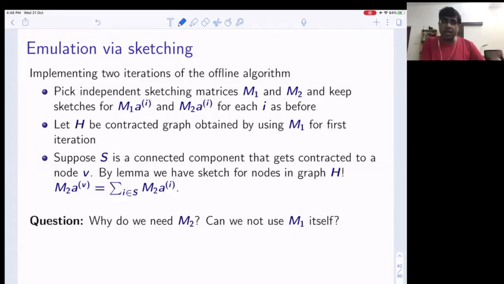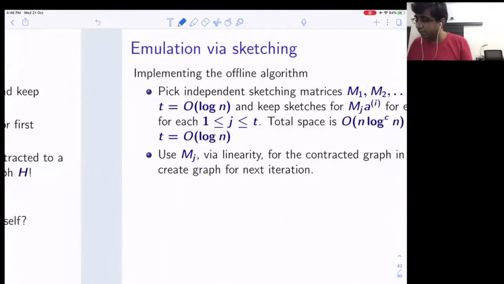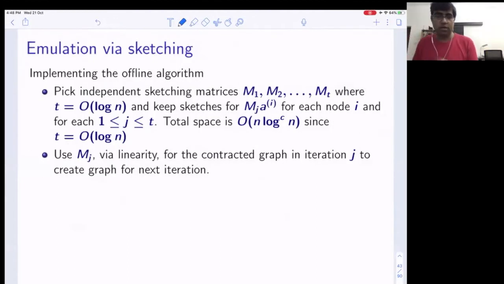So in the second round, I will use my second sketches for the same vertex to get information about the contracted object, because I have not used it any time before. This is why it was important for us to have log n iterations, because now I'm not going to use one matrix, but log n matrices, one for each round. So we pick independent sketching matrices M1 to MT, where T is of order log n, and keep sketch M_j a_i for each node i and for each j between 1 and T.